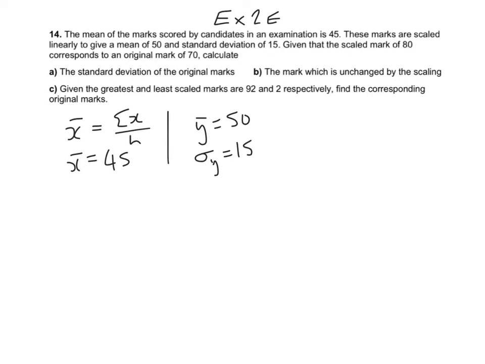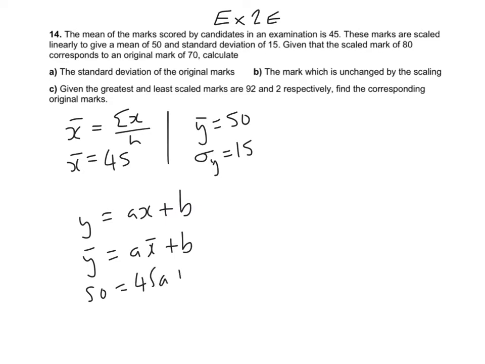So if we get a normal x value and scale it by multiplying it by a and adding b, the new mean would be the old mean multiplied by a and added by b, because that's just going to be a data point as well. So we can say that 50 equals 45a plus b.